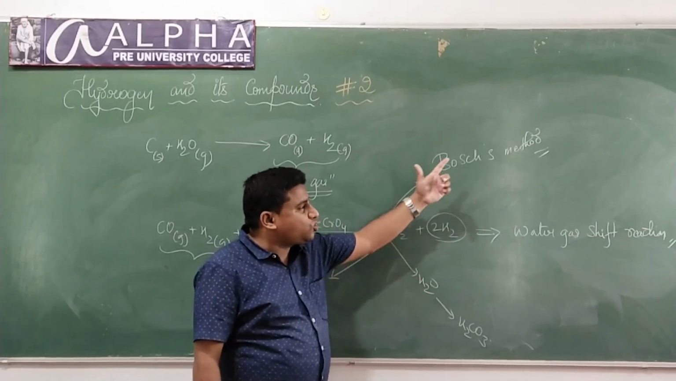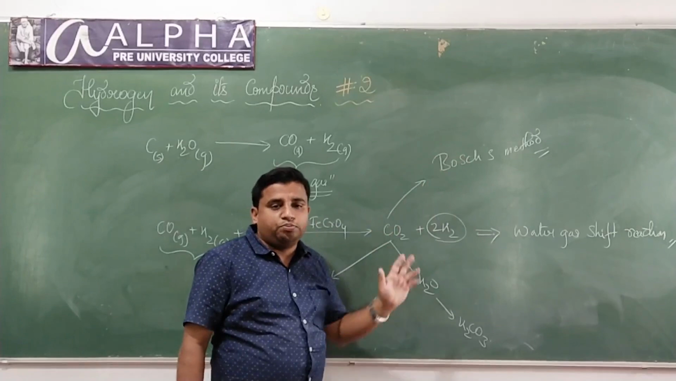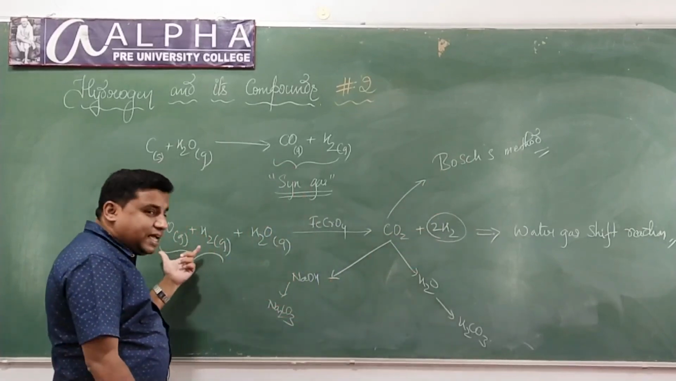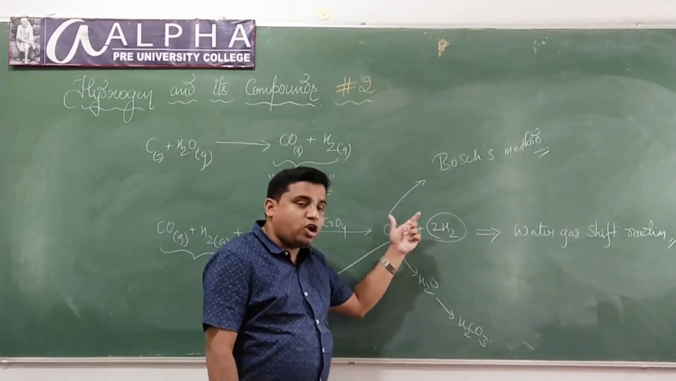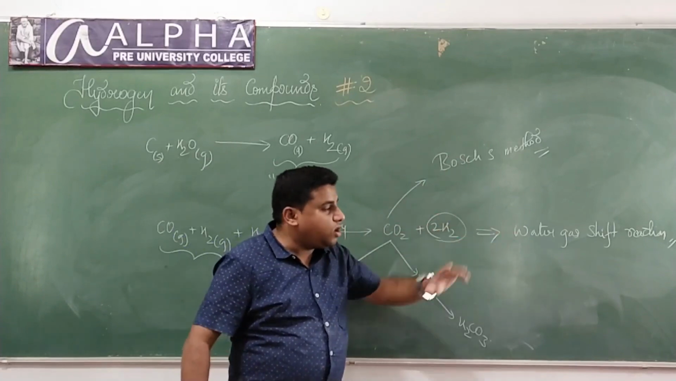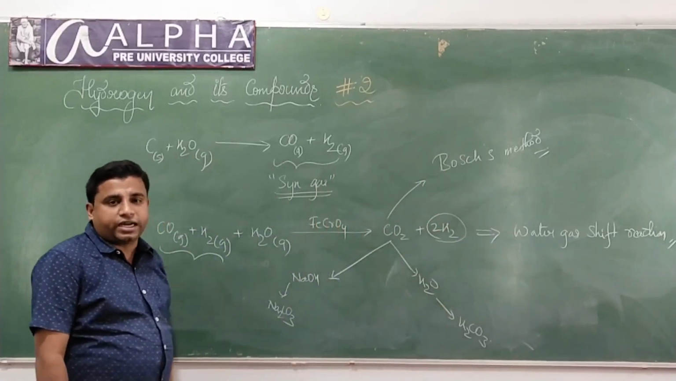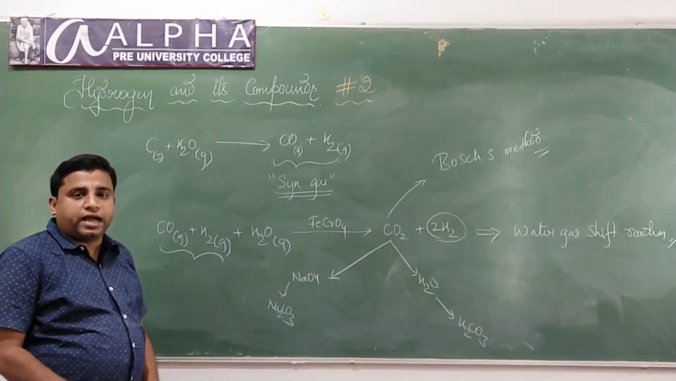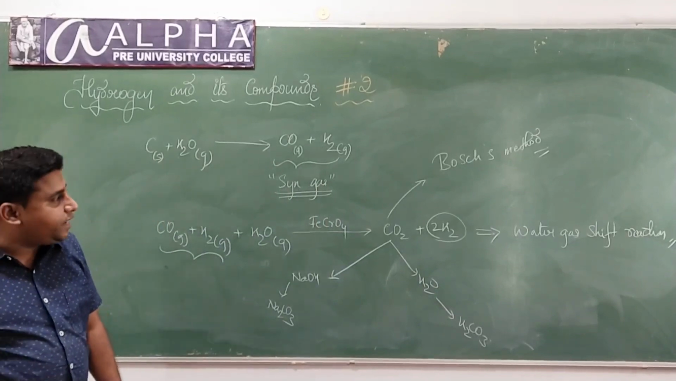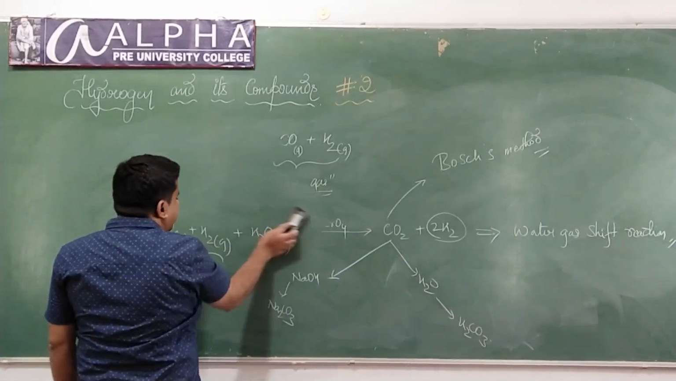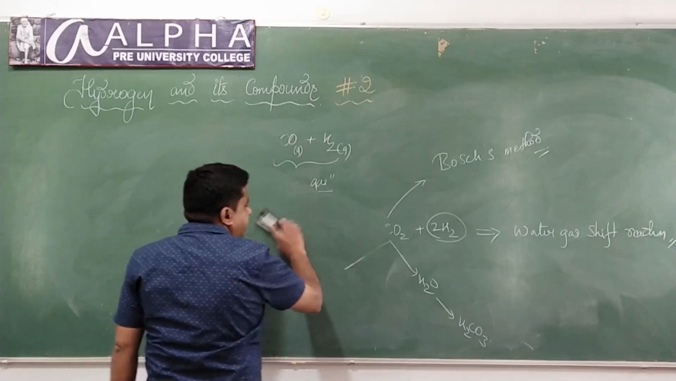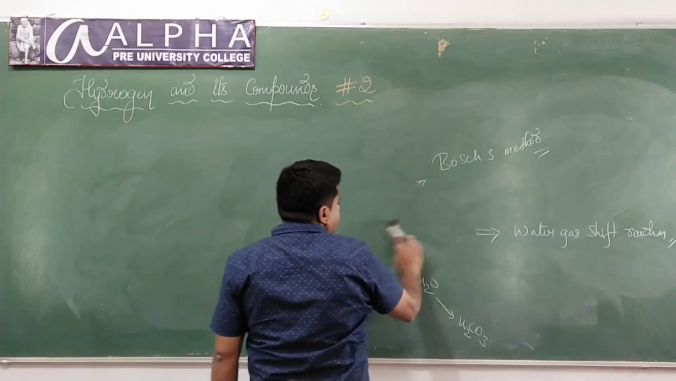See, this method is called as which method? Bosch method. So conversion of syngas into a mixture of carbon dioxide and hydrogen, this reaction is called as water gas shift reaction. Understood? Okay, that's great. Now let us go with another method of preparation of dihydrogen. The last method of preparation of dihydrogen.